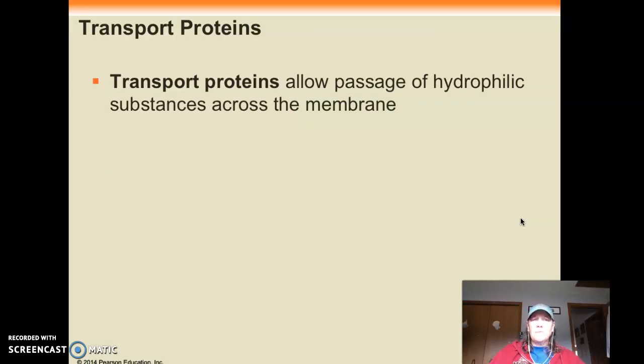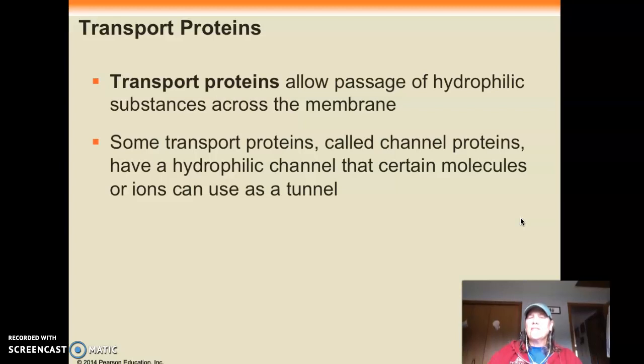And then again, you have your transport proteins that allow the passage of the hydrophilic ones. If you just go normal, they can't go through. But the hydrophilic, those would be your polar ones and your ionic ones. The transport proteins kind of overstep the bounds. If it was just the phospholipid, these guys wouldn't be able to get in. But the transport proteins step in and serve as an escort to let things in and out. Some of the transport proteins are called channel proteins. They actually form a channel that molecules can tunnel through. And again, certain molecules, certain ions, and so on.